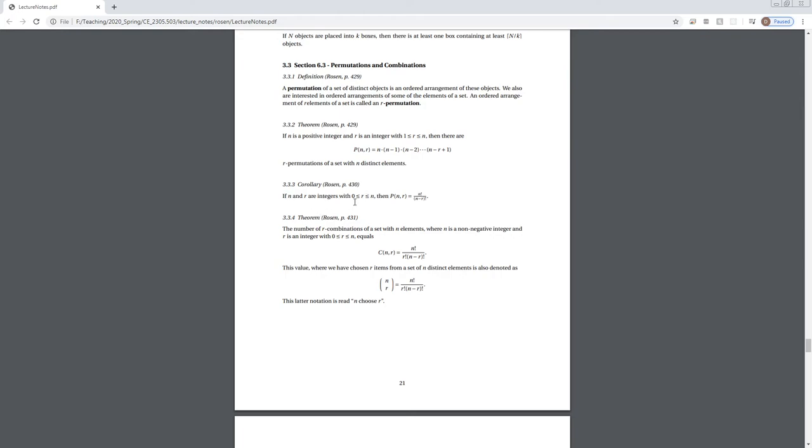Corollary: if n and r are integers where r is less than n, then the number of r-permutations is equal to n factorial over n minus r factorial. I mentioned last time that this was the beginnings of what we would see in combinatorics, where we have n choose r equal to n factorial over r factorial times n minus r factorial. So let's jump into that. The number of r-combinations of a set of n elements, where n is a non-negative integer and r is a non-negative integer as well with r less than n, is equal to this familiar combinations formula: n factorial over r factorial times n minus r factorial.